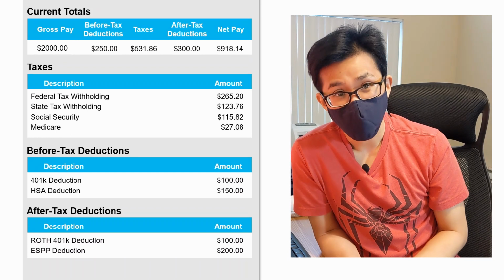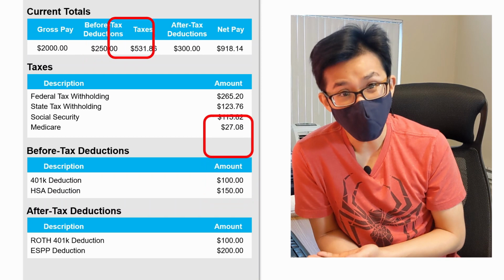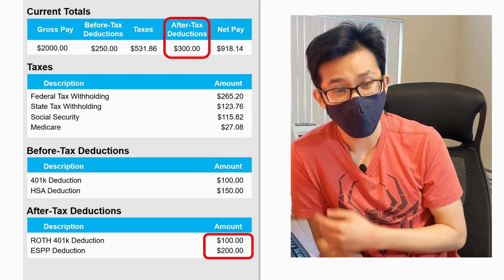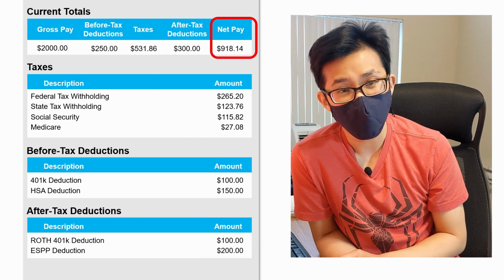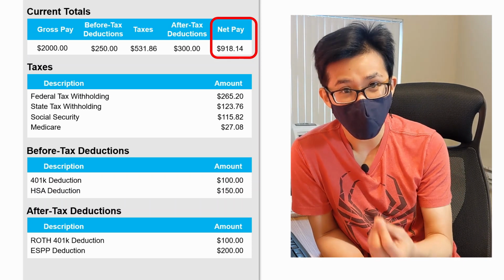Your before tax deduction is computed to $250. Taxes add up to $531.86. After tax deductions add up to $300. So taking all of these into consideration, your take-home pay is $918.54. Okay? So hopefully now you see why your take-home pay is less than what your employer promised you. It is not that they are taking money away from you. Hopefully you were able to learn about the types of deductions that take place and how your taxes are actually computed.